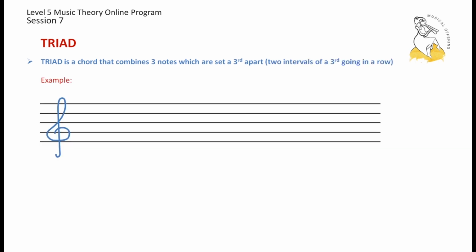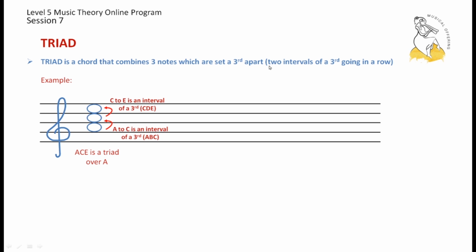A triad is a chord that combines three notes which are set a third apart. For example, here we see three notes from the bottom up: A, C, E. A to C is an interval of a third: A, B, C. C to E is another interval of a third: C, D, E. So, A, C, E is a triad above the note A.